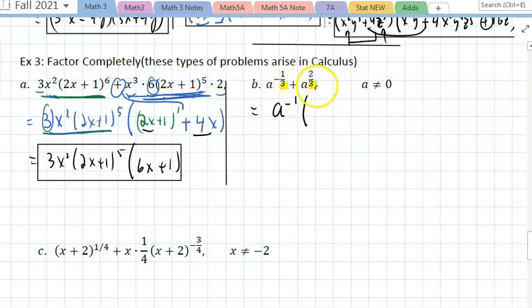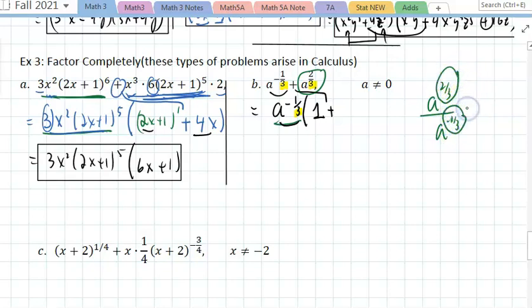Now, you could put the 3 if you want, so the 3 you could ignore altogether. If I take a to the negative 1/3 divided by a to the negative 1/3, that's a 1. Plus, if I take a to the 2/3 divided by a to the negative 1/3, don't you take this top power minus that bottom power? 2/3 minus a negative 1/3 is 3/3, which is a 1.